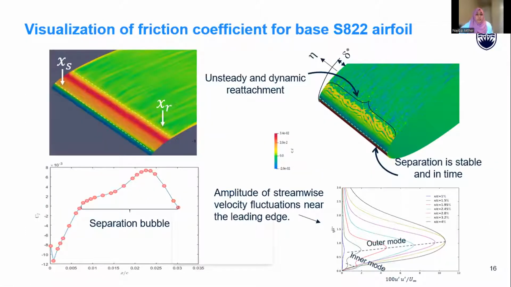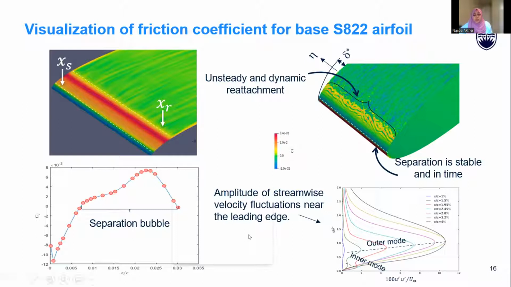The mean friction distribution also gives us the exact location of separation and reattachment. We can also observe from the instantaneous distribution of this friction coefficient for the base airfoil that the reattachment is more unstable and dynamic, whereas the separation is steady and in line. So right here is the separation bubble we can see from the Cf distribution.